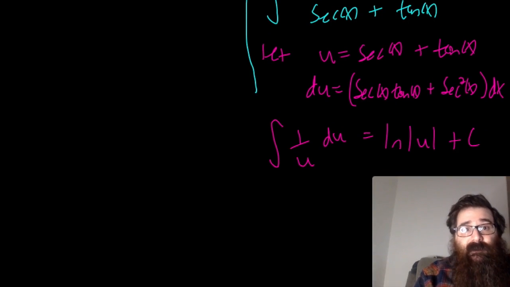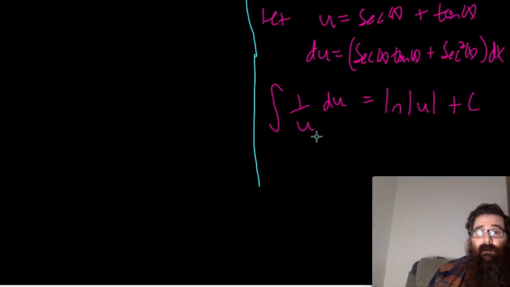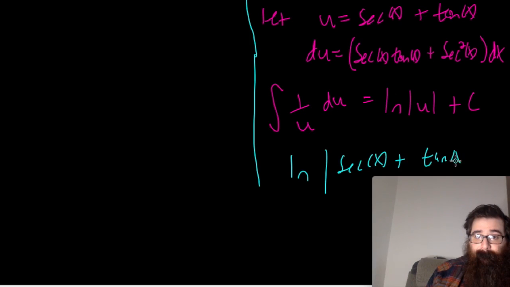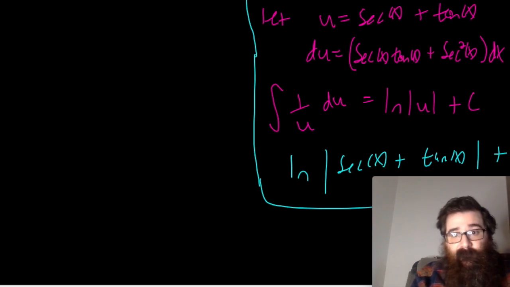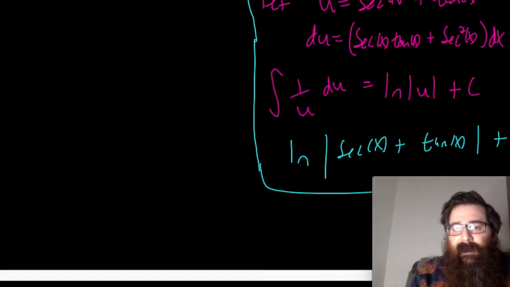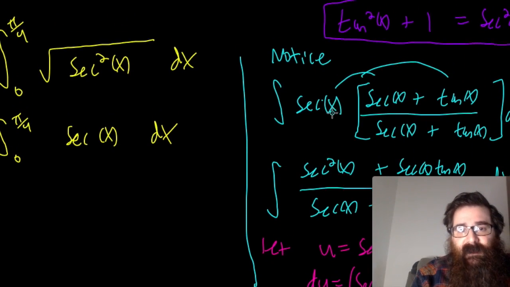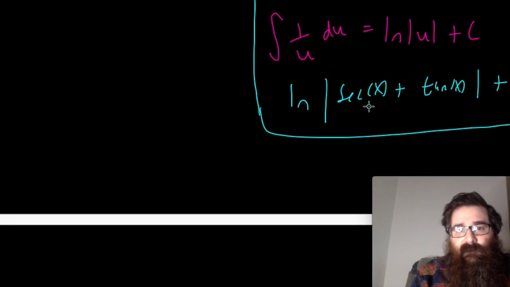And then we just have to back substitute. Here we get natural log absolute value of u, which is secant x plus tangent x, plus a constant c if we're just showing it as a generic antiderivative. So if you haven't seen this before, you can't really say that anymore, because you just saw it here first: the antiderivative of secant is natural log of the absolute value of secant x plus tangent x, plus our constant of integration.